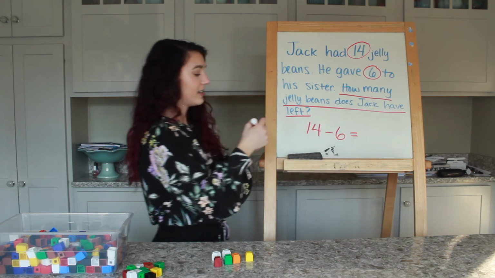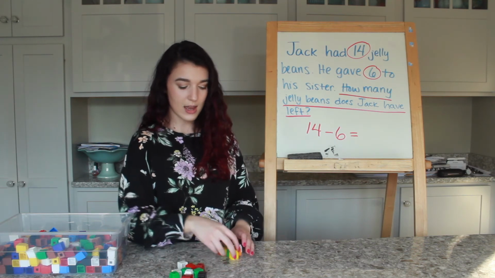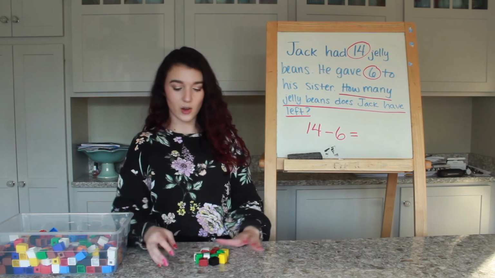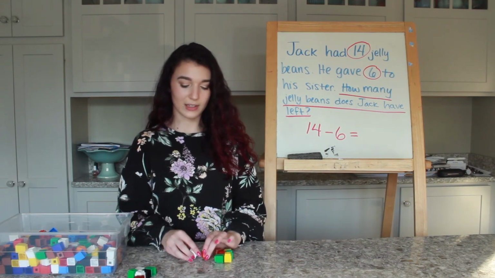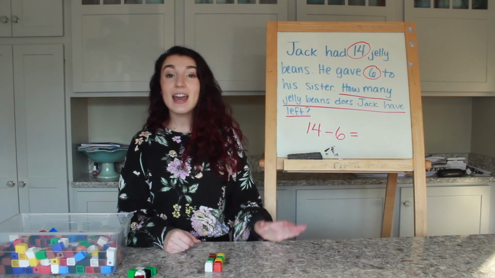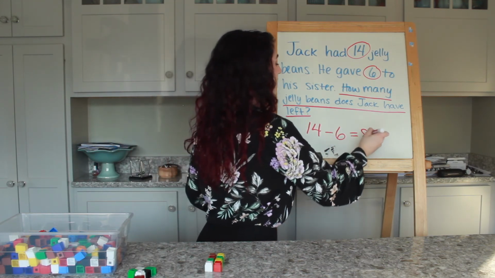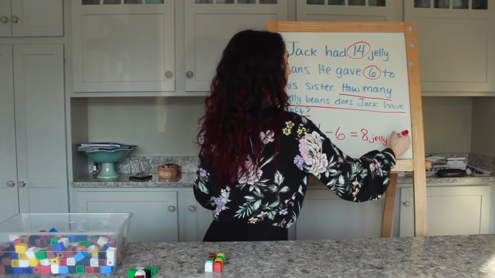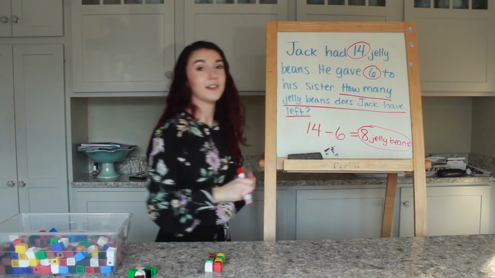So now I need to have my bigger number, 14, in cubes. 10, 12, 14. Okay, so now that I have 14 cubes, I'm going to take 6 away. 2, 4, 6. Now, how many cubes do I have left? 1, 2, 3, 4, 5, 6, 7, 8. I have 8 cubes left. That means 14 minus 6 equals 8. 8 what? Jelly beans. And that's my final answer.